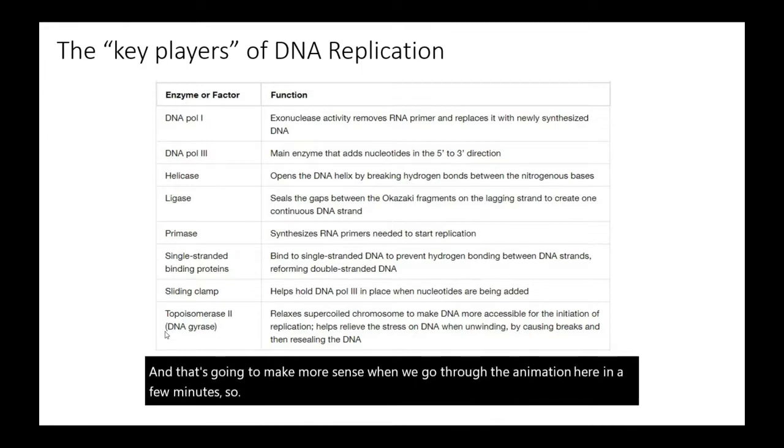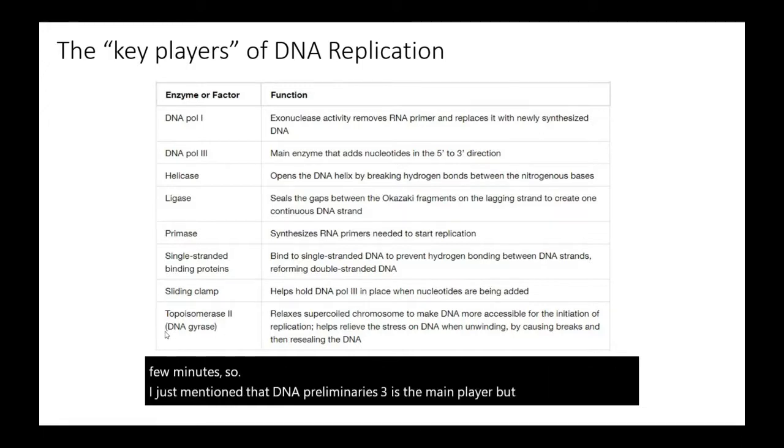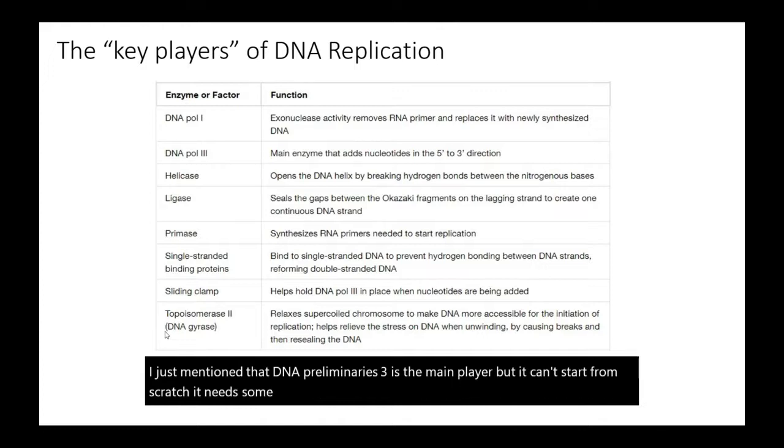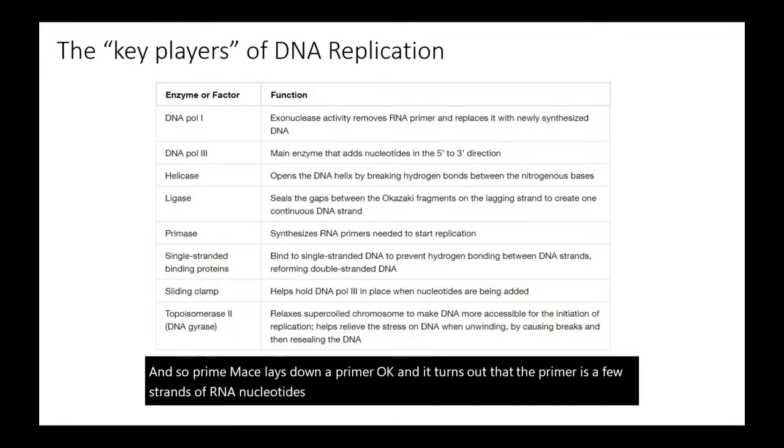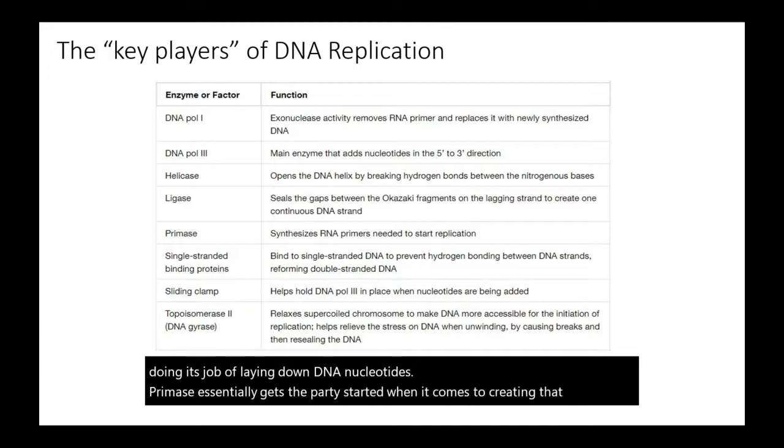So I just mentioned that DNA polymerase 3 is the main player, but it can't start from scratch. It needs some help getting started. Well, that help comes in the form of primase. And so primase lays down a primer, okay? And it turns out that the primer is a few strands of RNA nucleotides that DNA polymerase 3 can latch onto and then start doing its job of laying down DNA nucleotides. So primase essentially gets the party started when it comes to creating that new strand of nucleotides.